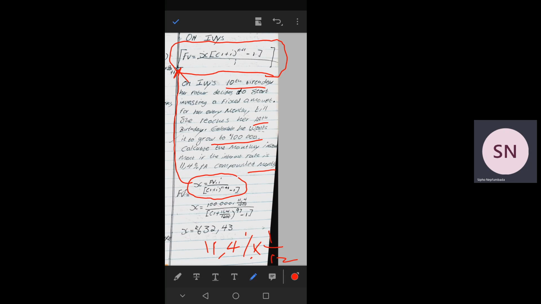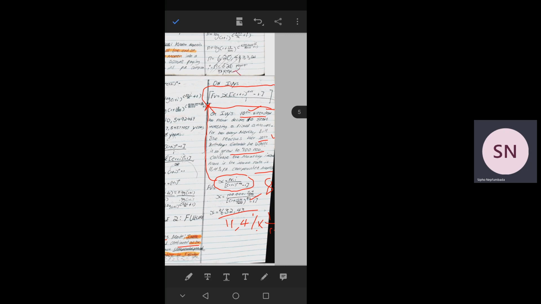And our n, from the 10th to the 18th birthday. So what is the difference? 18 minus 10 and you get 8. The 8 years, remember, is our time, but because it is compounded monthly we multiply by 12, then we get this 97, then you press the calculator and get this answer. So let's proceed.